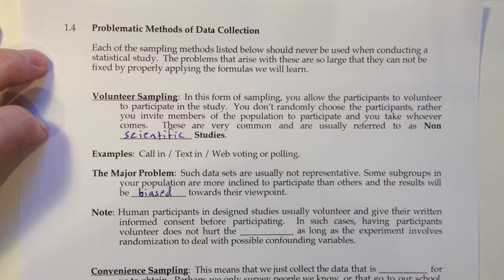Another note that's worth making here is that when you're looking at design studies, it's very common to have people volunteer for those, so let's make a note about that. Human participants in design studies usually volunteer, and they also give their written informed consent before participating, which is an ethical consideration. In such cases, having participants volunteer does not hurt the results as long as the experiment involves randomization to deal with the possible confounding variables.